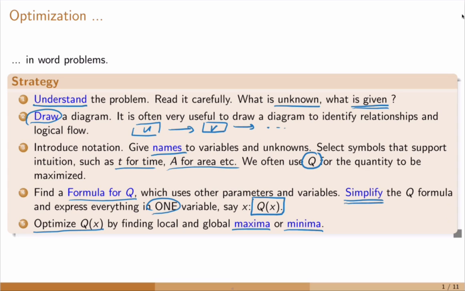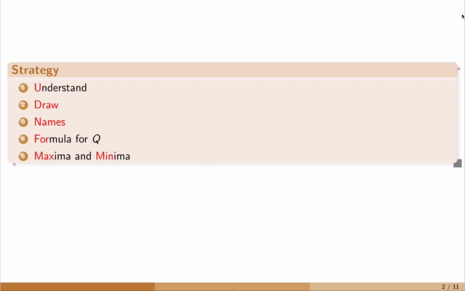To help us memorize these 5 steps, I wrote them down here again. Understand the problem, find the known and unknown, draw a diagram, name all the variables, find a formula for Q, which is the quantity to be maximized or minimized, and then do maximization and minimization. So I highlight certain letters in all these items, and then if I put them together, I get a mnemonic: U draw names for max and min.